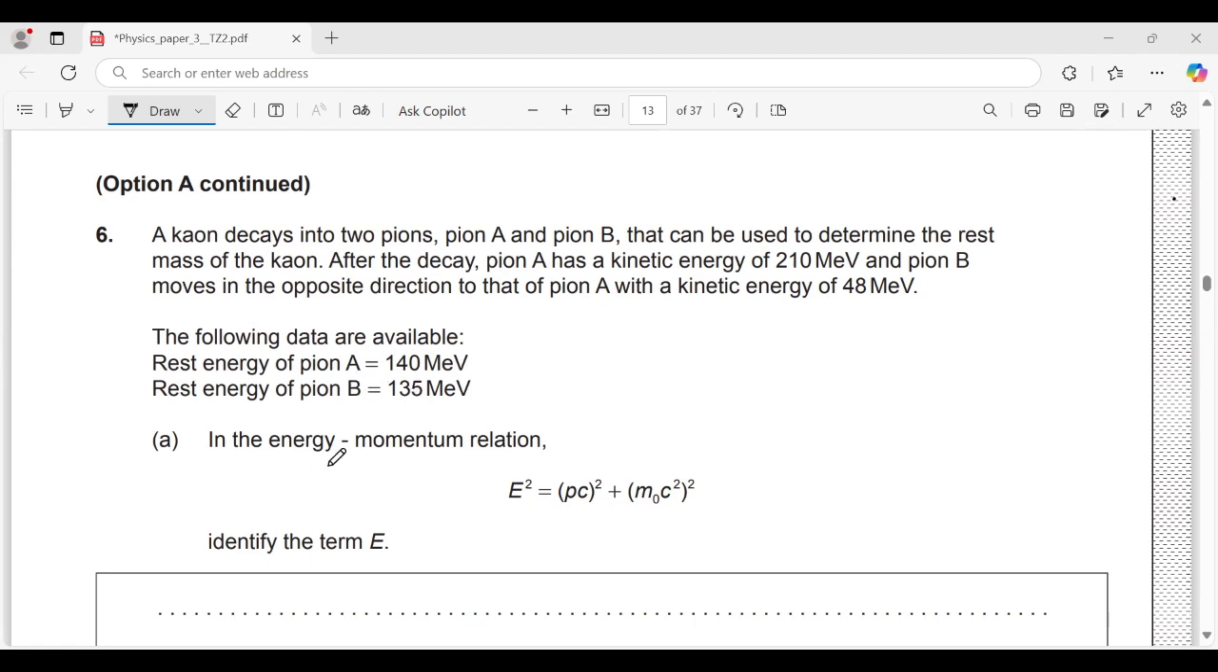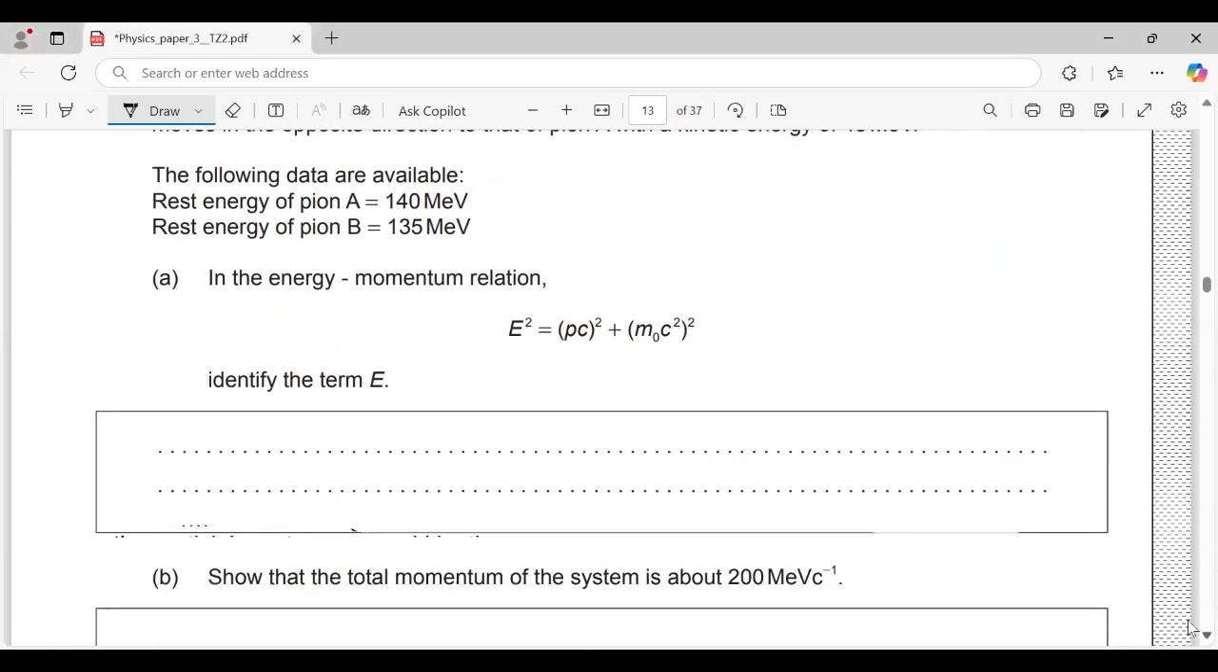In the energy-momentum relation, the formula is this equation. Identify the term E, right? I'm going to identify the term E for pion A.